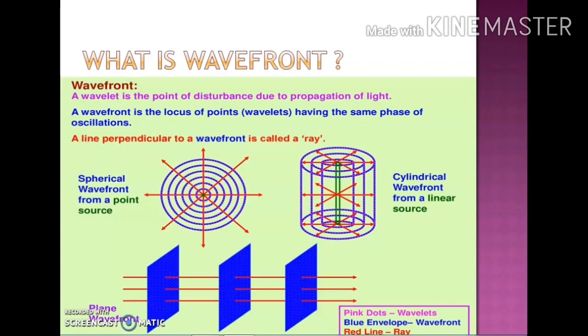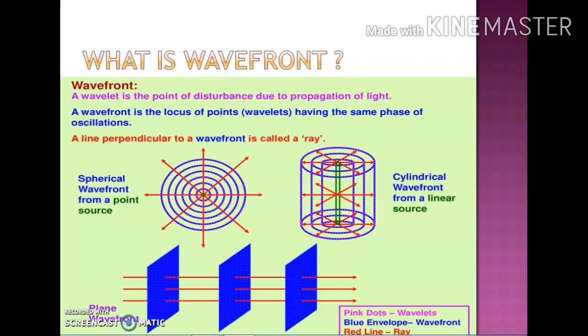Well, what is wave front? Before starting, I would like to tell you the term wavelet. The wavelet is the point of disturbance due to the propagation of light. When we use a source of light, the light propagates in the forward direction, or according to the source it will propagate in different directions also. So a point which represents the disturbance is known as the wavelet. And the wave front is the locus of the points having the same phase of oscillations. If we take a line perpendicular to this wave front, that will be called a ray.